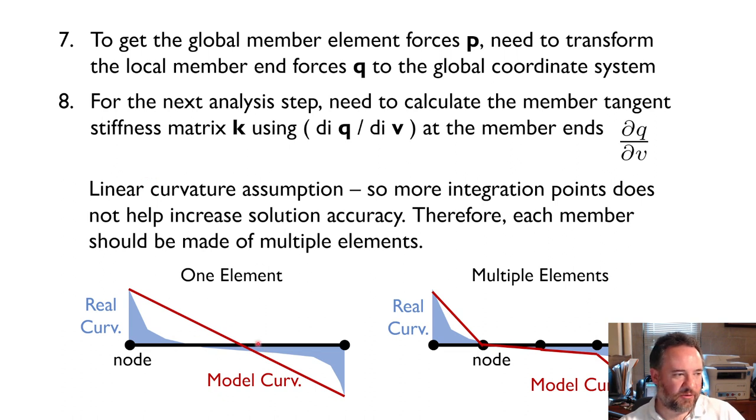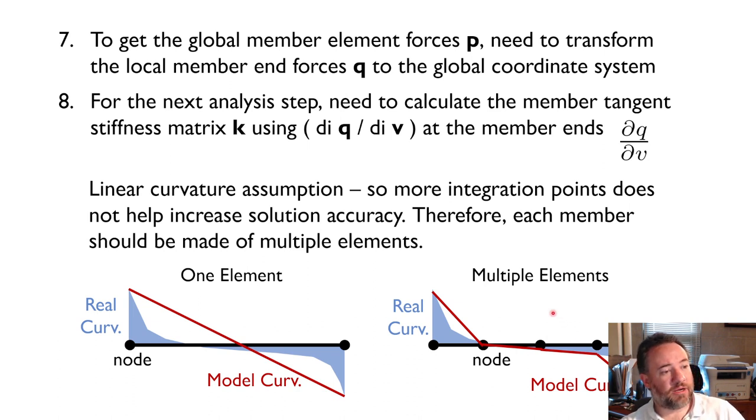So here's my real curvature distribution, and here's what the model is suggesting. So what could I do to use the displacement-based beam column element and get better results? Well, I could use more elements. So instead of just using one element with three integration points, I can use four different elements. I still have end nodes in the same place, but now my curvature distribution will better follow the true curvature distribution. So if I'm using displacement-based beam column elements, then it's a good idea to use multiple ones over the height of a column or over the length of a beam, and then I'll get better results.